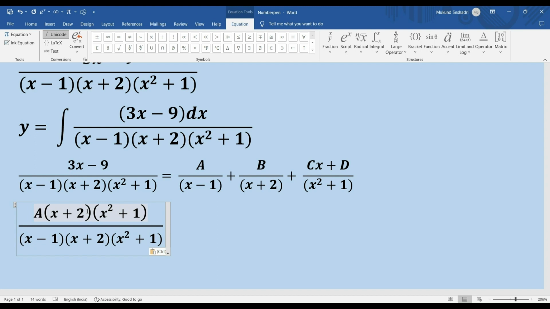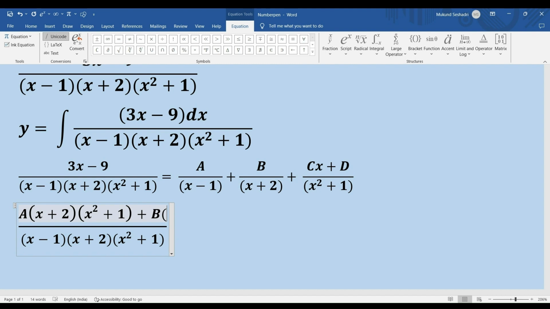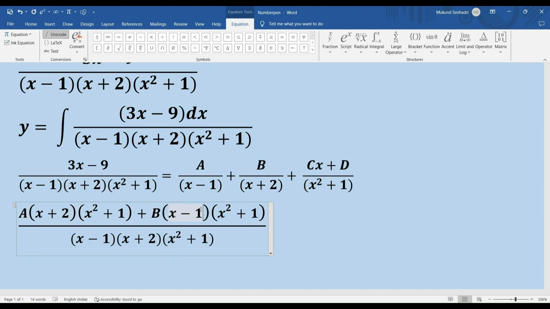So look at this carefully. All that I've done is multiply and divide by x plus 2 into x squared plus 1, right? And then I go to the next term, I have B divided by x plus 2, right? And to express it using the common denominator, what does this part become? So my second expression becomes B into x minus 1 into x squared plus 1, right? So again, you see what I've done is nothing but the term B by x plus 2, I multiply by x minus 1 into x squared plus 1, and then I divide by x minus 1 into x squared plus 1, right? So this is what you get.